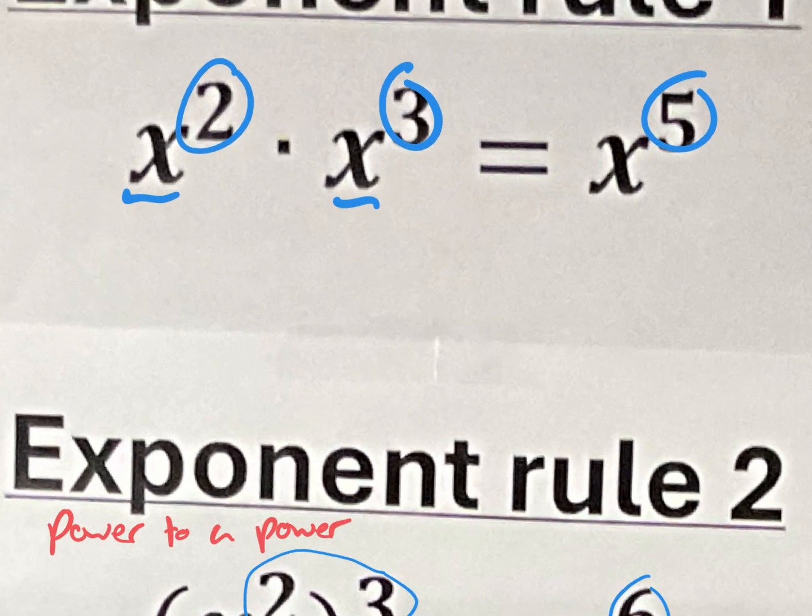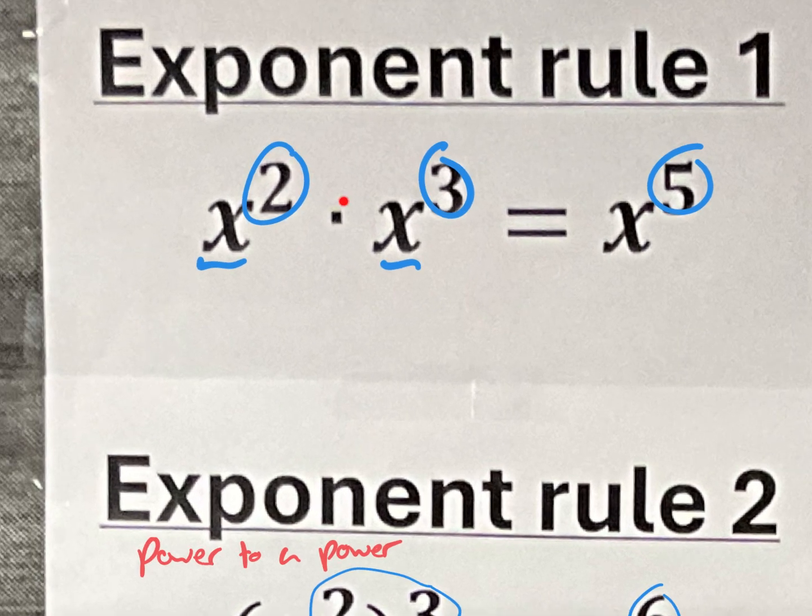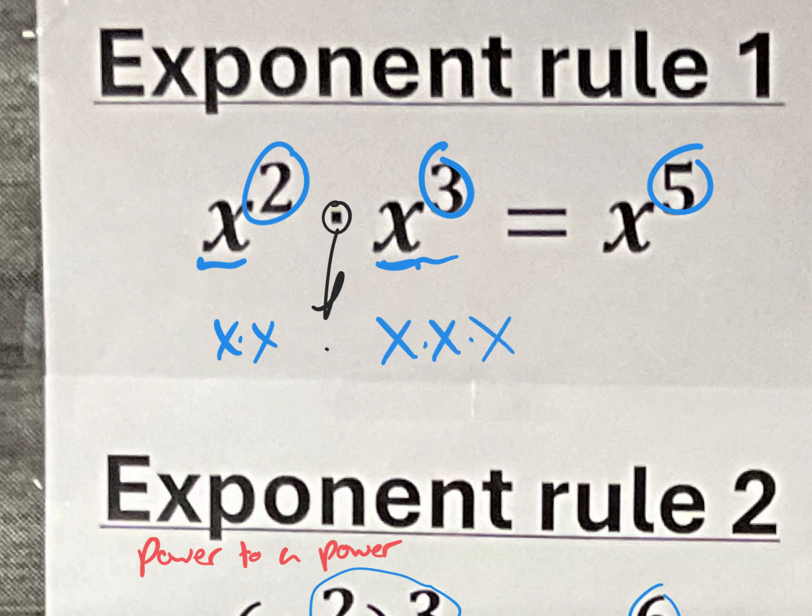Now, if you're thinking, wait a minute, I'm confused. This says multiply. Why are we not multiplying? Why are we adding? Think about it. What is x squared? The explanation is this, that x squared is x times x. What's x to the third? That explanation is that it's x times x times x. And you are multiplying between these x's. So you really have x times x times x times x times x, which is a total of 5. That's why you're adding exponents, right?